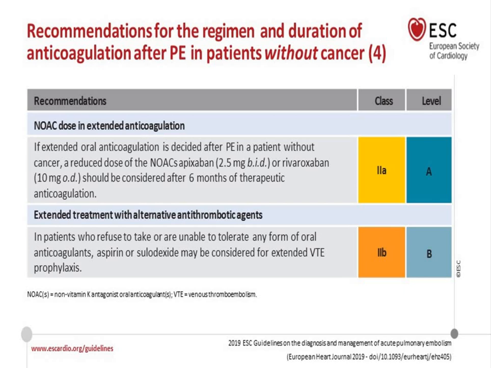NOACs. If extended oral anticoagulation is decided after pulmonary embolism in a patient without cancer, a reduced dose of the NOAC apixaban 2.5 mg or rivaroxaban 10 mg should be considered after 6 months of therapeutic anticoagulation. And in patients who refuse to take or are unable to tolerate any form of oral anticoagulants, aspirin or sulodexide may be considered for extended VTE prophylaxis.